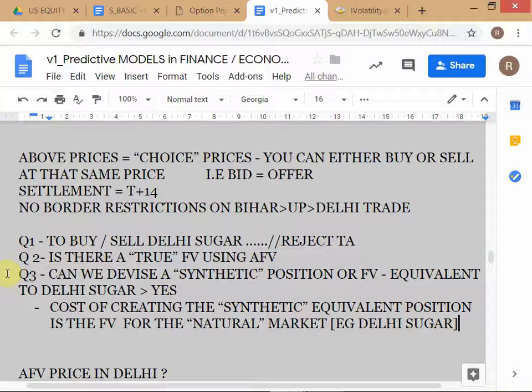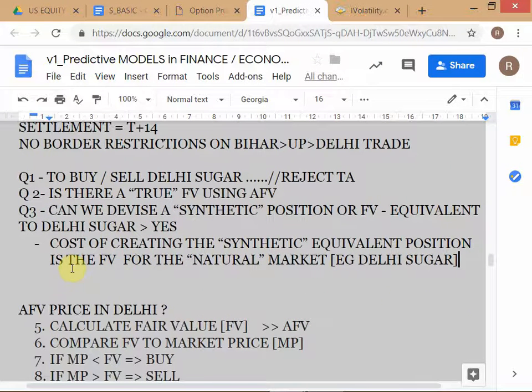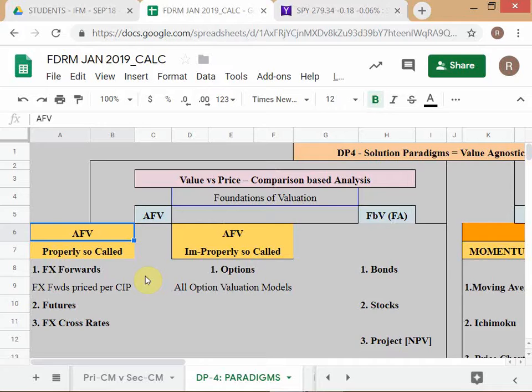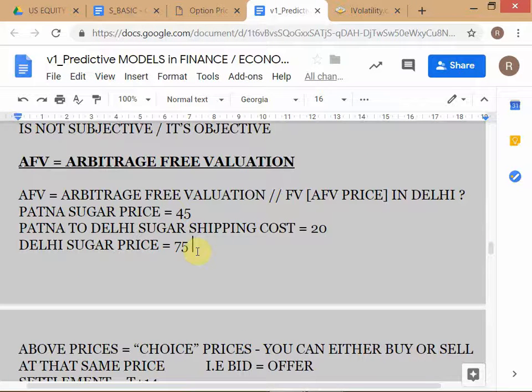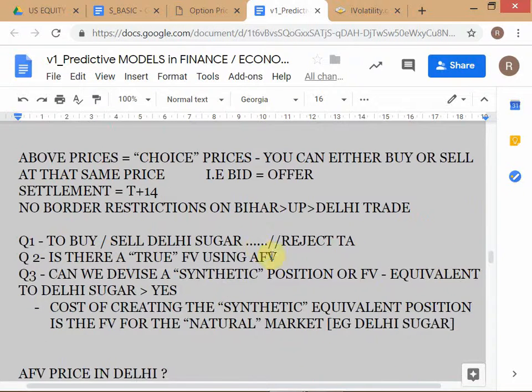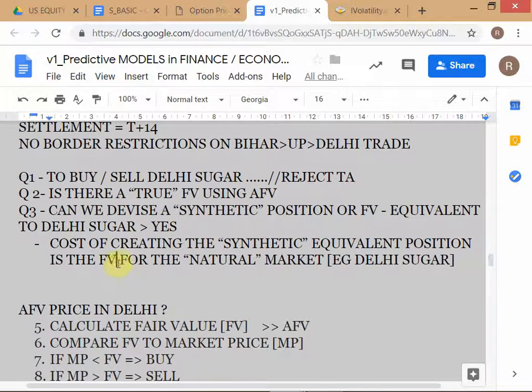So the cost of creating the synthetic equivalent position is the fair value for the natural market. That is the fair value for the price in Delhi, and you see this price in Delhi is 75. Do you understand what fair value is? This is fair value using AFP principles.